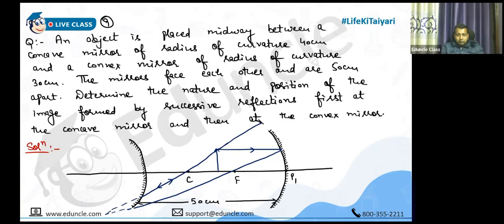Please check the diagram up to this point. Is it clear? Yes, sir. So now this image will act like an object for the second mirror.